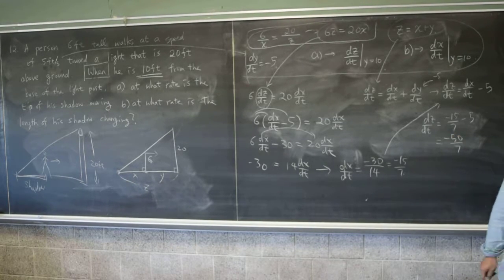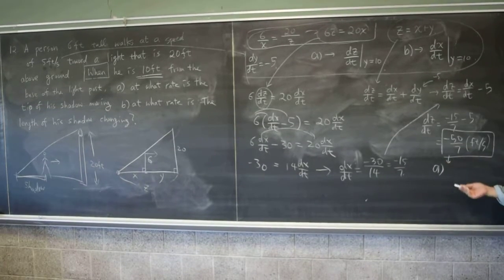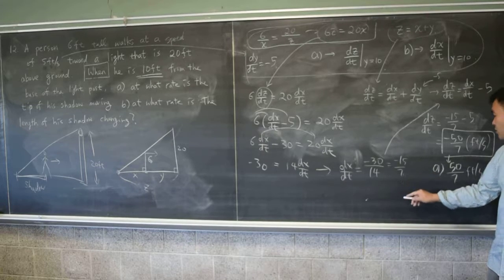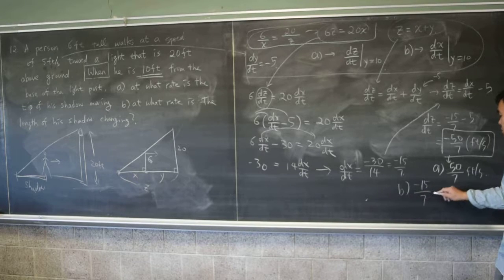In both cases, you should put units there. So what's the unit for this answer? It's a speed. Feet per second. So this is the answer to part A, right? Actually we prefer the positive one, so we write 50 over 7 feet per second. And that's the answer for B, and it also is feet per second because it's the rate of change of the length. That's how you do it.